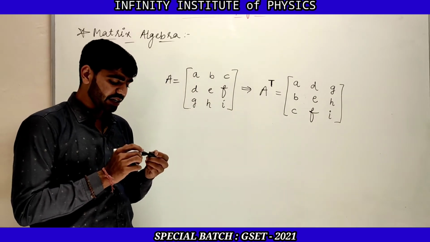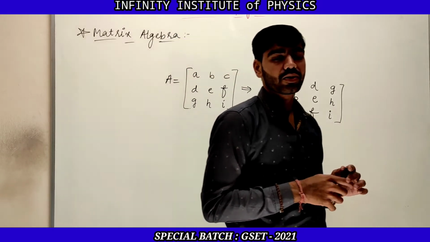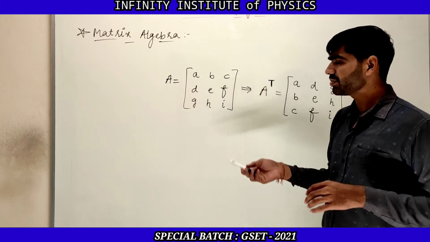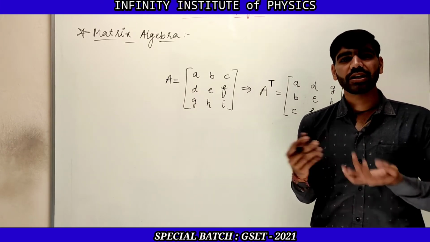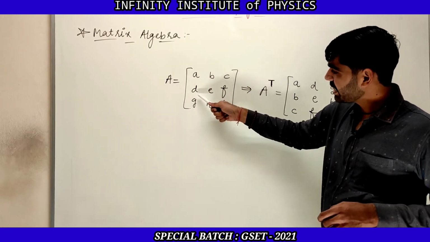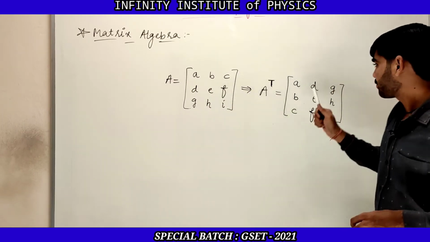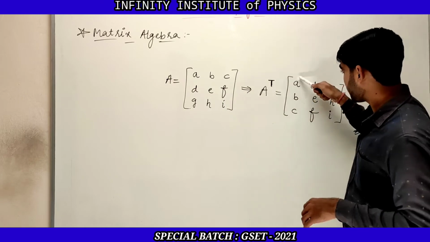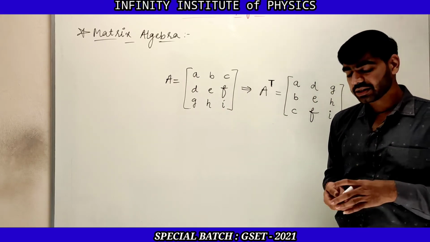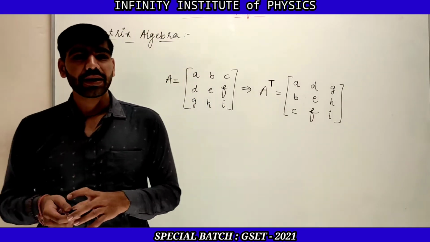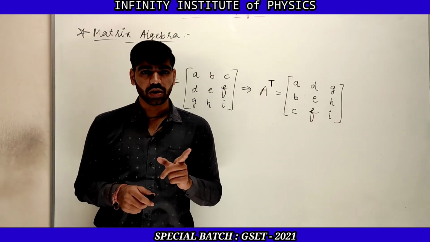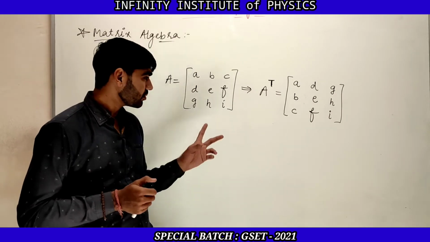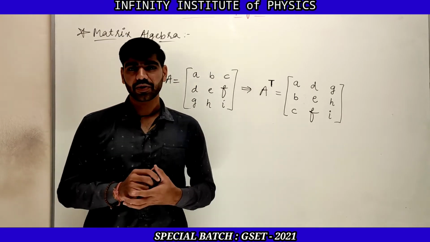So the transpose of a given matrix can be obtained by just transforming rows into columns or columns into rows. Because if you transform rows into columns, then automatically columns will be converted to rows. You can see that here ADG is the first column, so in the transpose ADG is the first row. Similarly ABC is the first row, so ABC is the first column. So this is how we can define the transpose of a matrix.